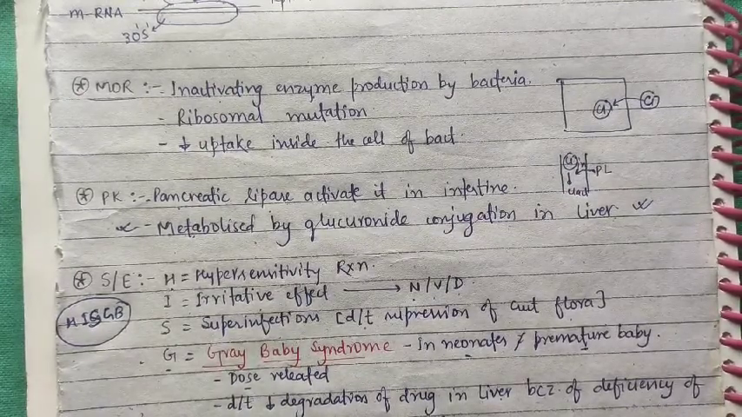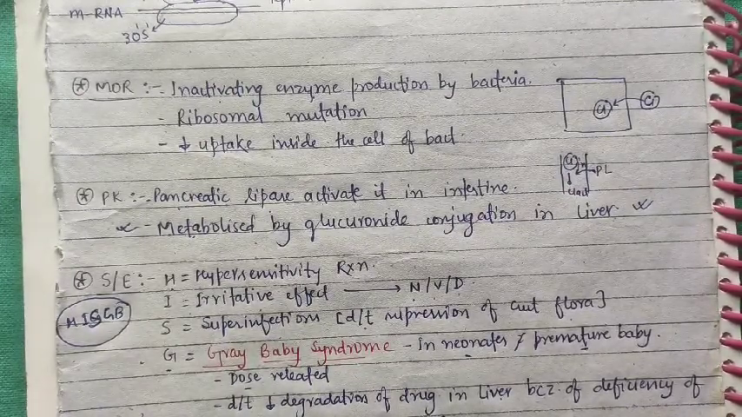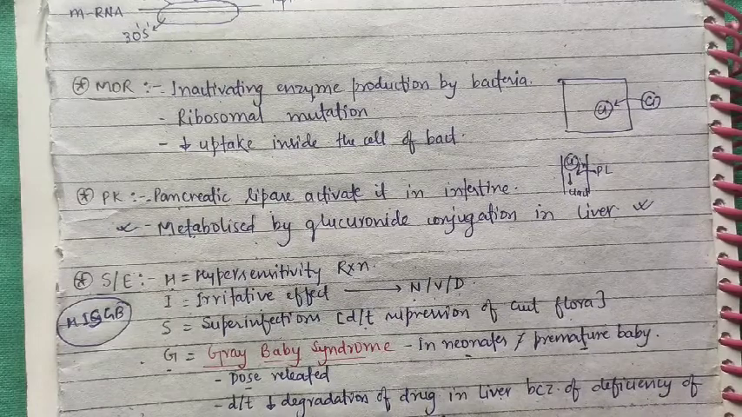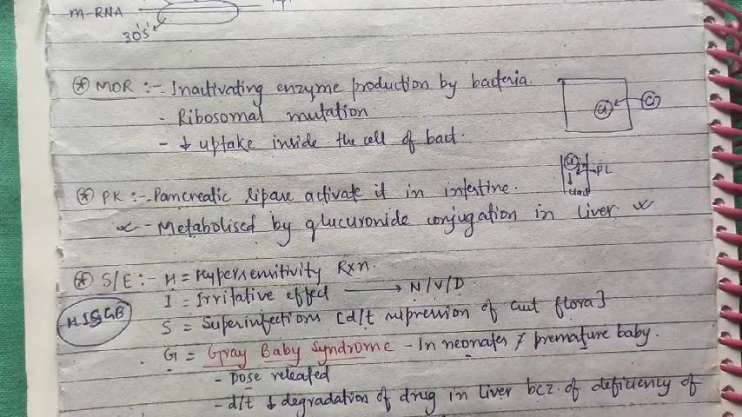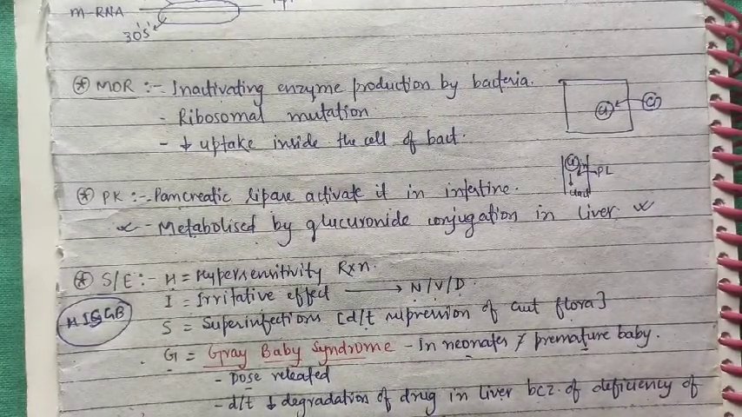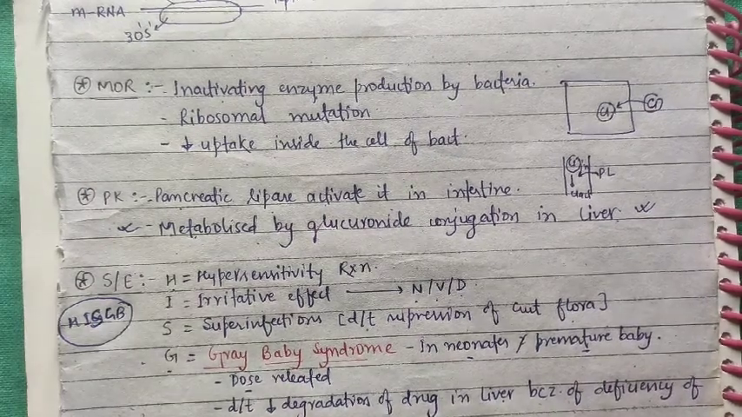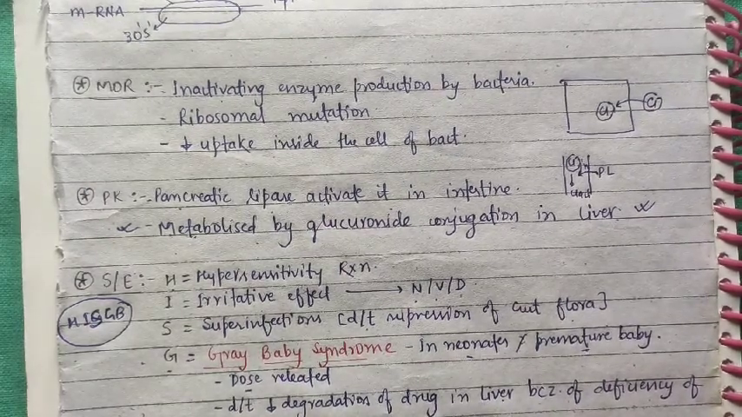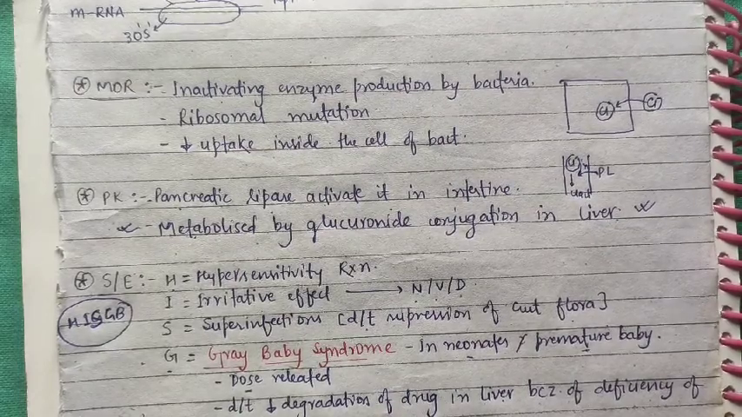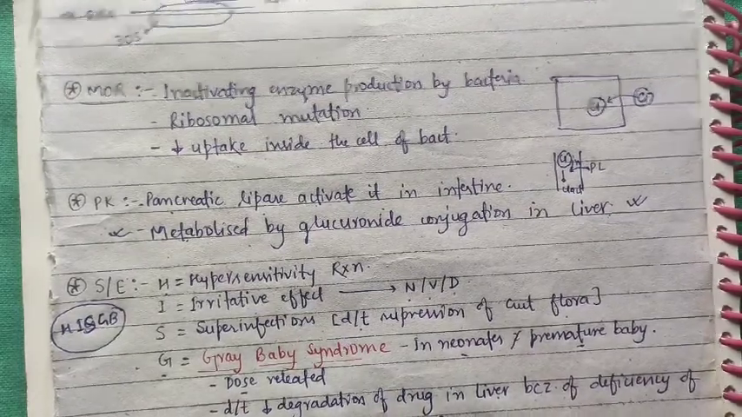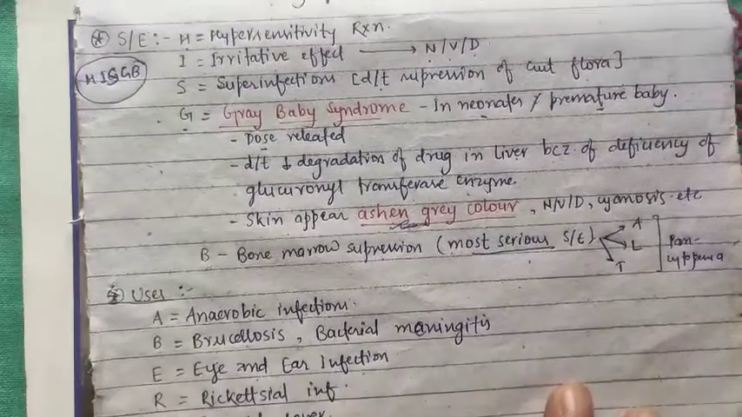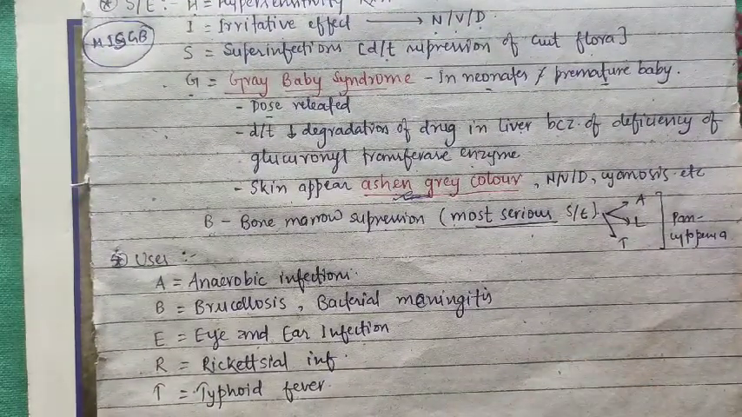Bone marrow suppression is the most serious side effect of chloramphenicol. In bone marrow suppression, we generally discuss three things: one is anemia, another is leukopenia, and the next is thrombocytopenia. Together we call it pancytopenia. Now we are going to discuss the last part of this discussion.